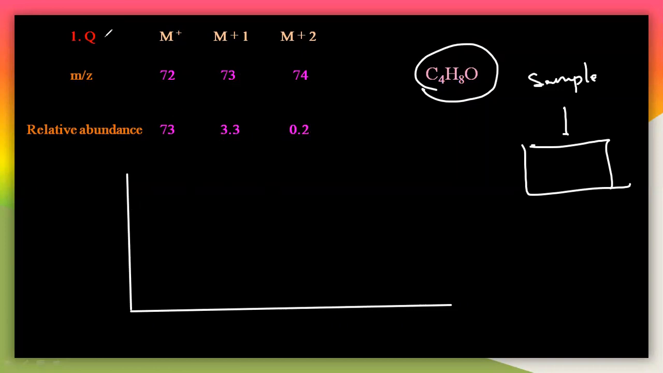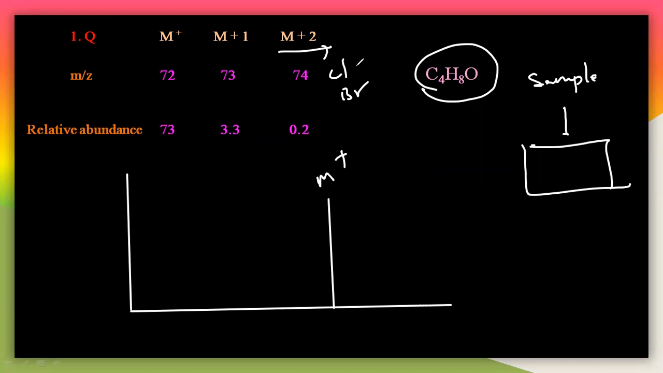Let us take the M plus peak as 72, and the next one, M plus 1, as 73. So this is the M plus peak. Then what is M plus 1, and what is M plus 2? Generally M plus 2 is available for chlorine and bromine. I already told you that in the previous session on isotopic peaks.